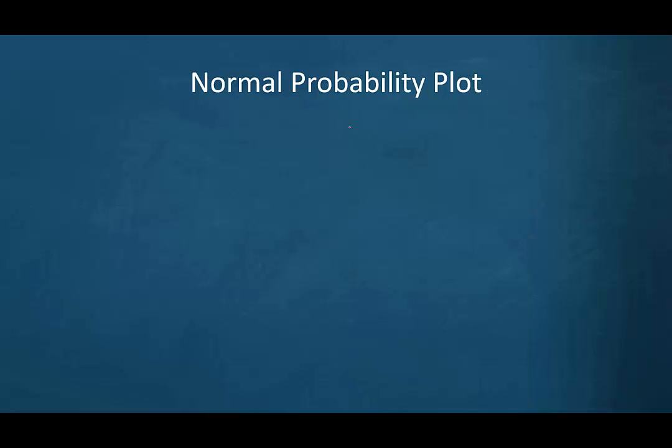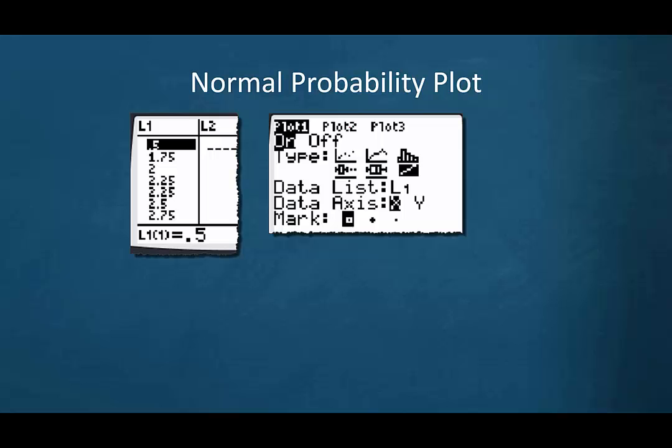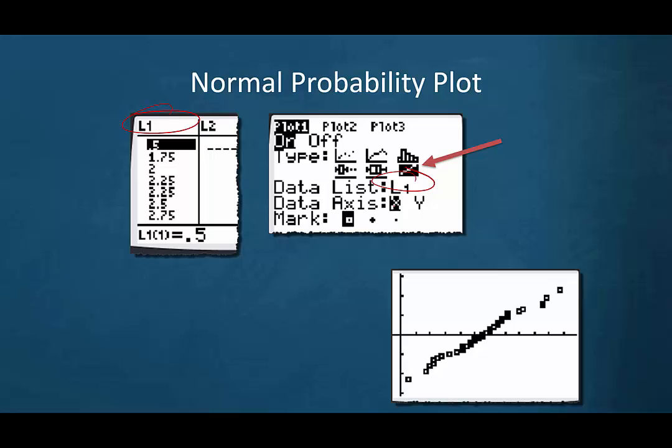On the TI-84, you put the data into L1, and when you turn on your stat plot, the type is the 6th one over here. This is the normal probability plot. Make sure you have the data list as L1, and we're going to do this against the x-axis, and it doesn't really matter what mark you choose. Again, it's roughly linear, so it's reasonable to believe that data did follow a normal distribution.